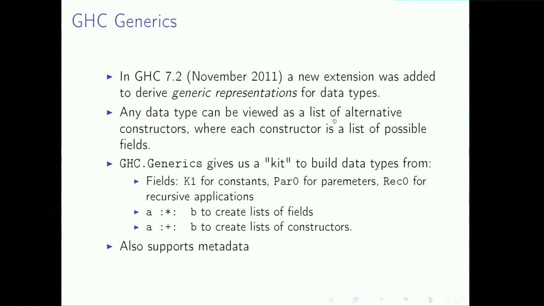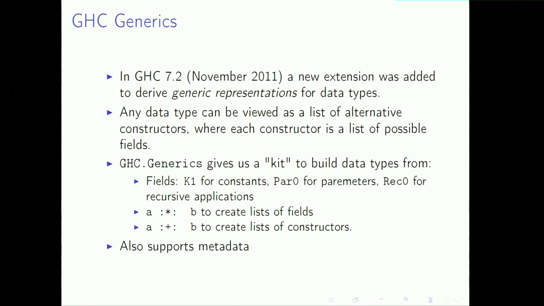Next I want to have a look at GHC generics. So that was a type of polymorphism known as parametric polymorphism, but there are other ways we can be polymorphic over the data types we accept to our functions. And all the way back in November 2011, GHC 7.2 got a new extension which is called derive generic. And that enables us to do what is known as generic programming.